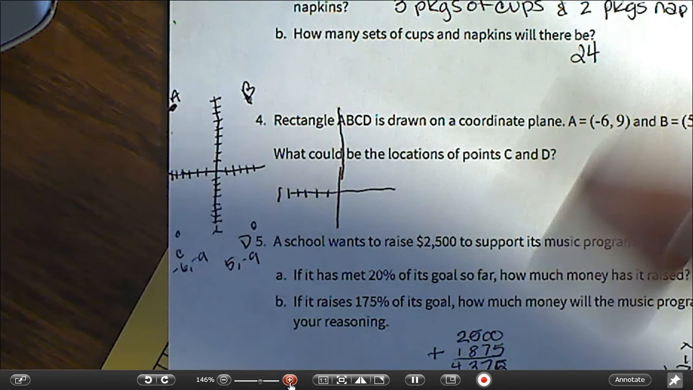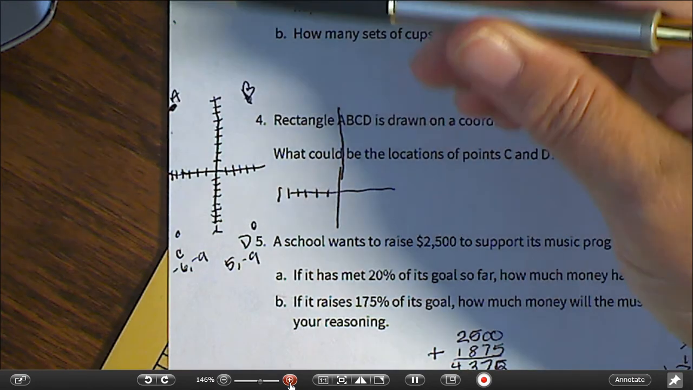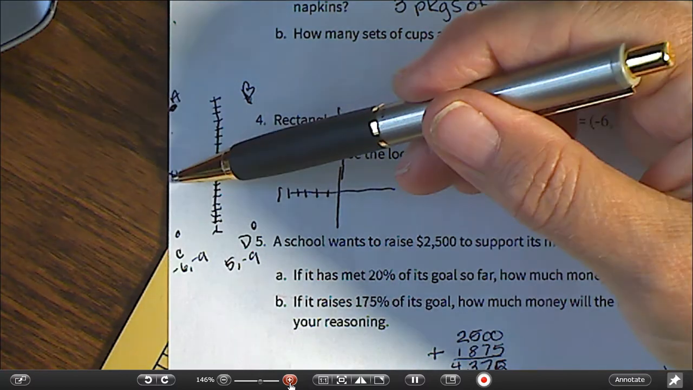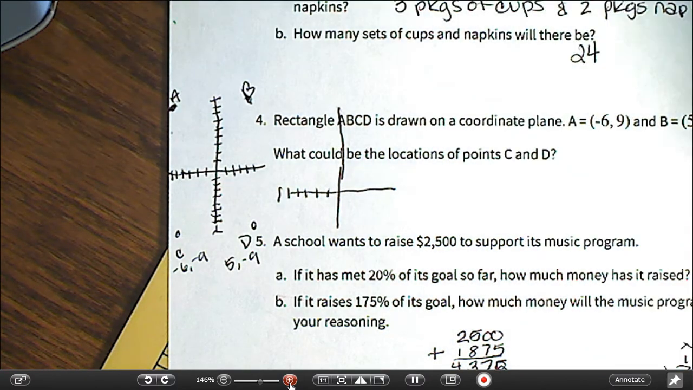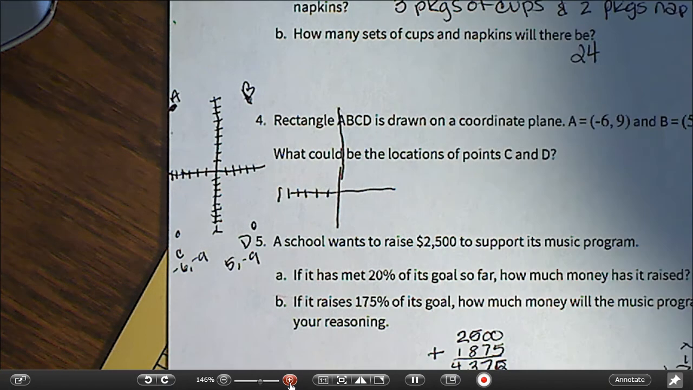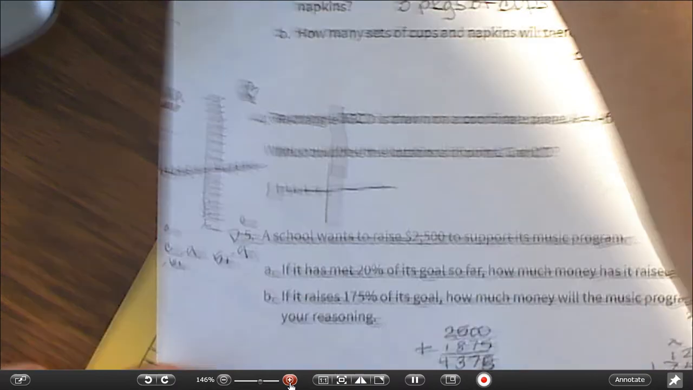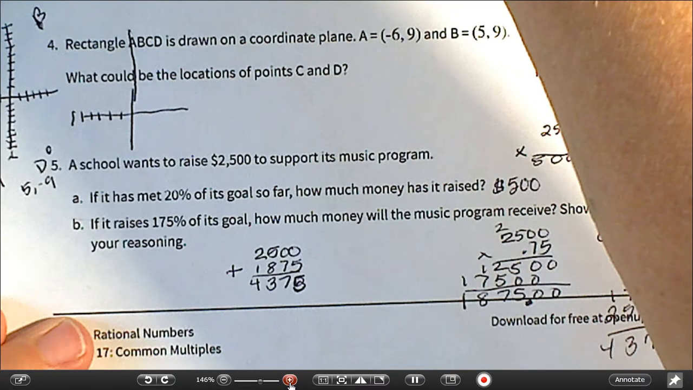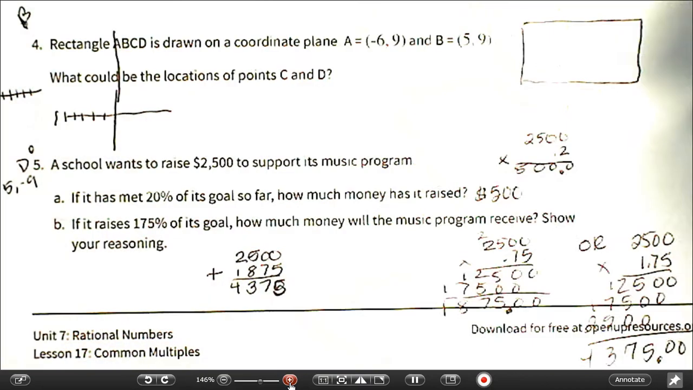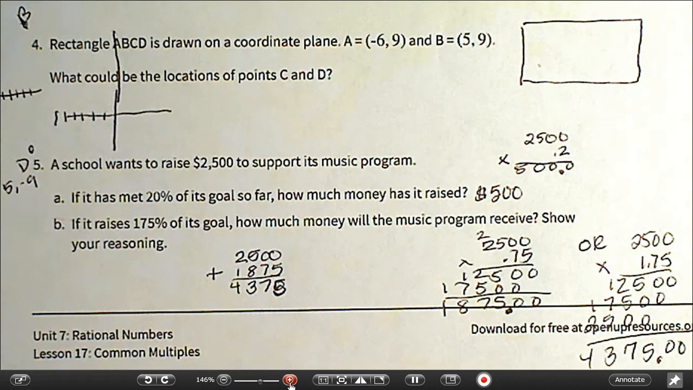There are other answers. You could have gone further up, so you could have gone negative 6, positive 18, and positive 5, positive 18. You could do it that way. All right, let's move on to number 5.